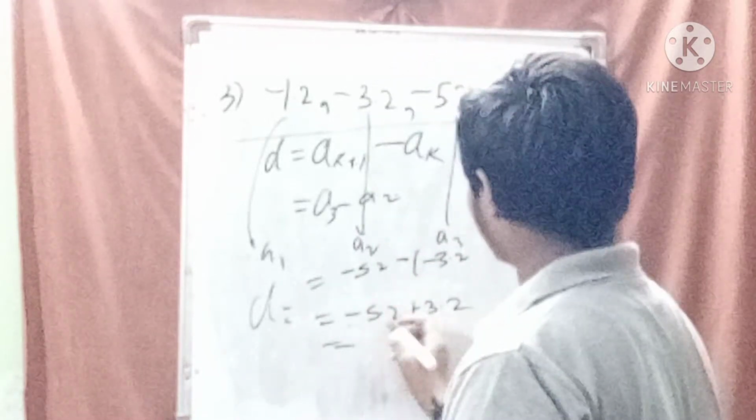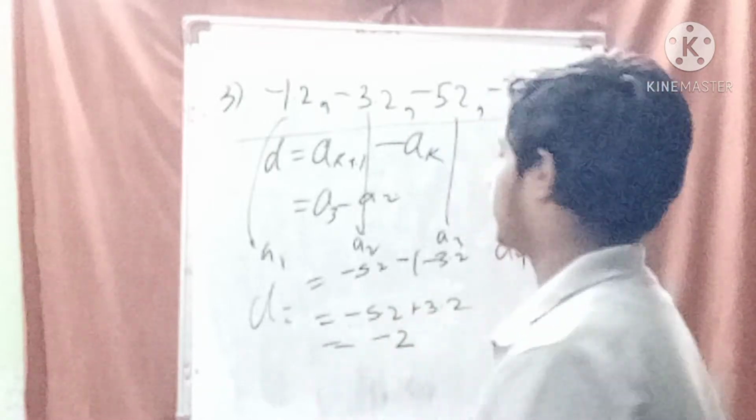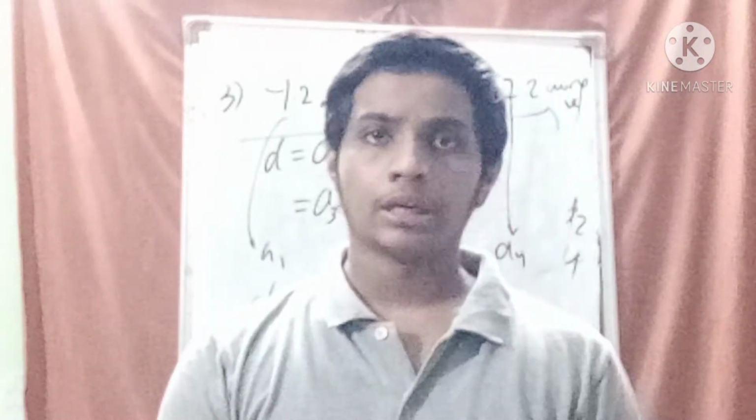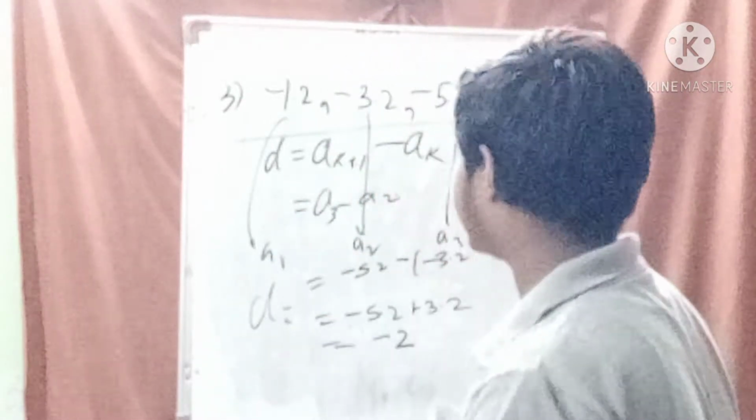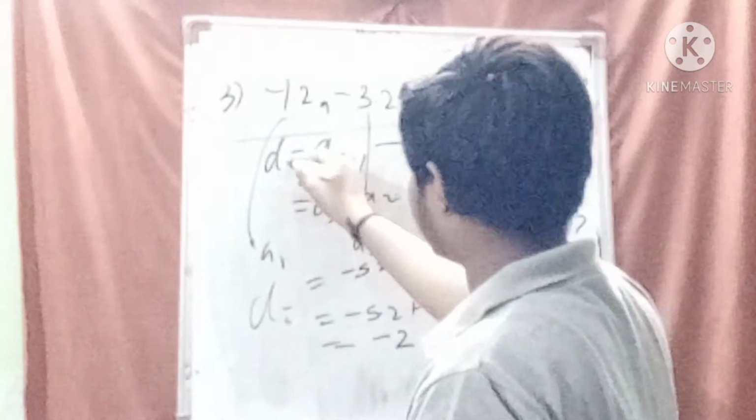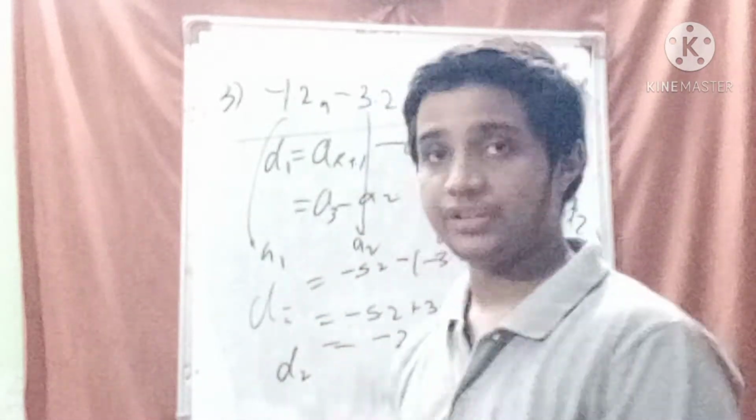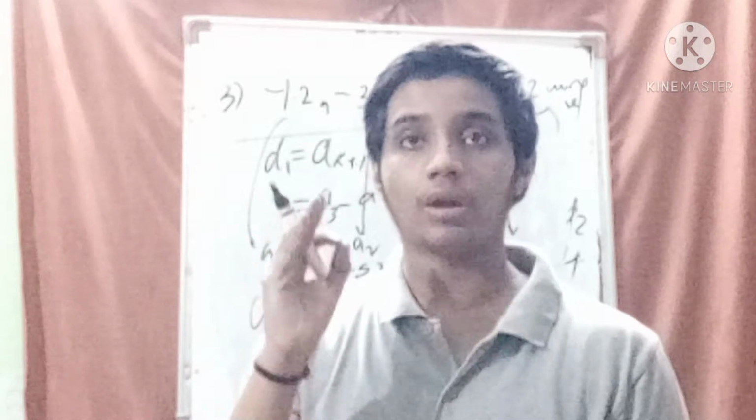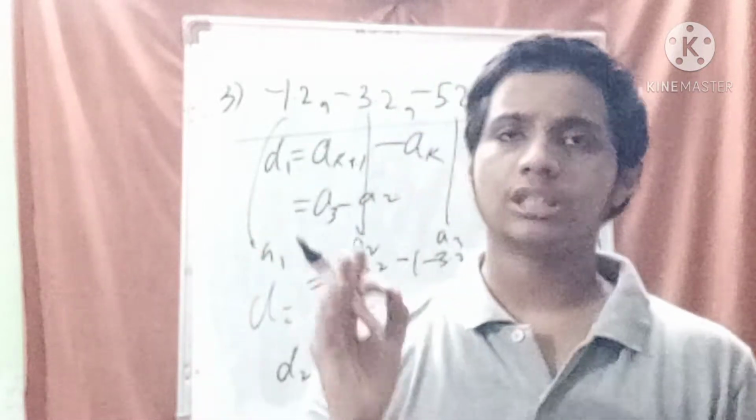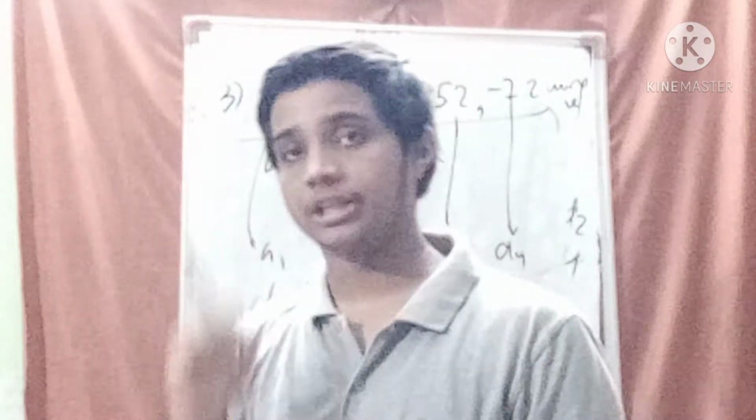It would be 2 minus 2, that is minus 2 is the answer. So let's take the second D. It is D1 and D2. If D1 is equal to D2, then we call it an AP. Sometimes D1 is equal to D2 is equal to D3.